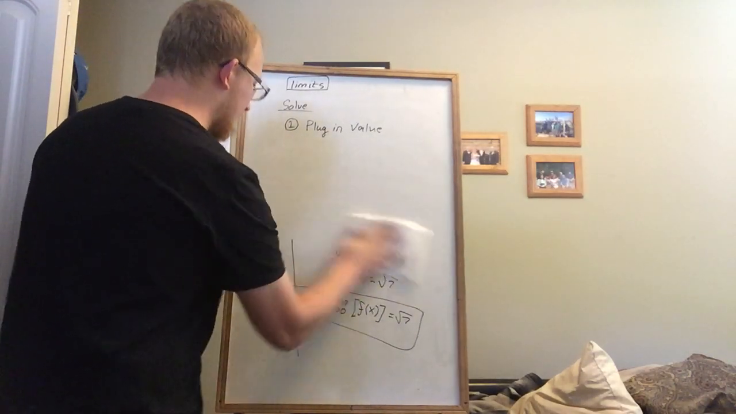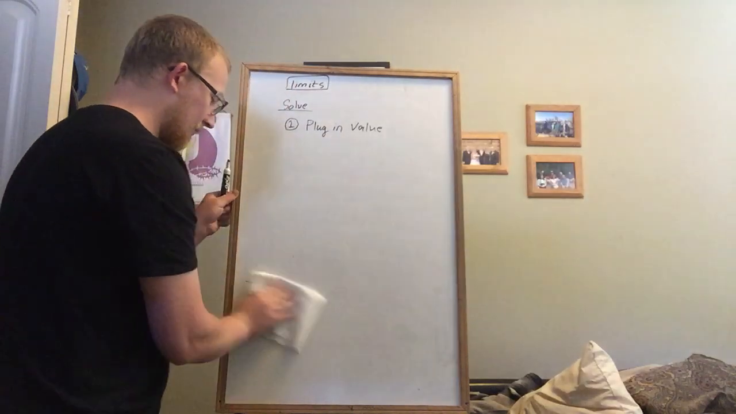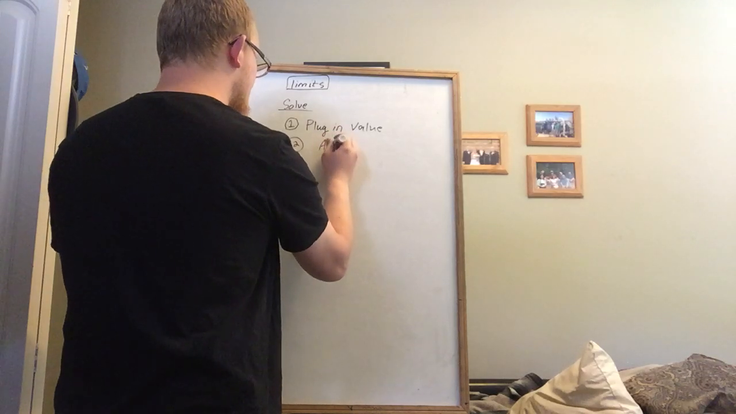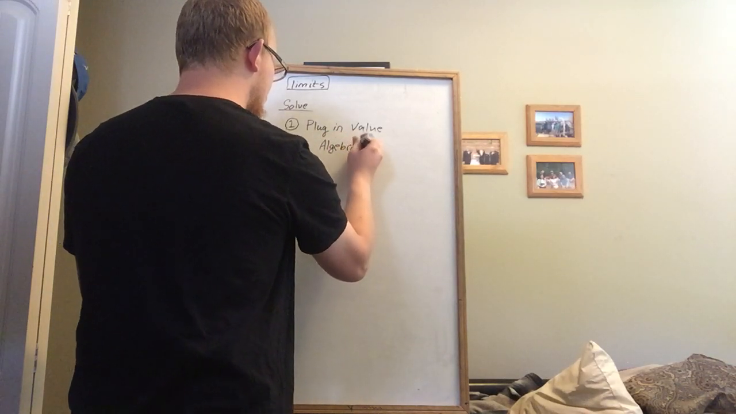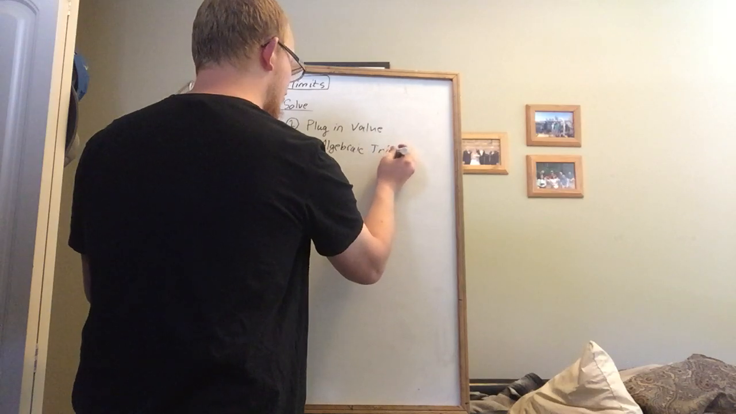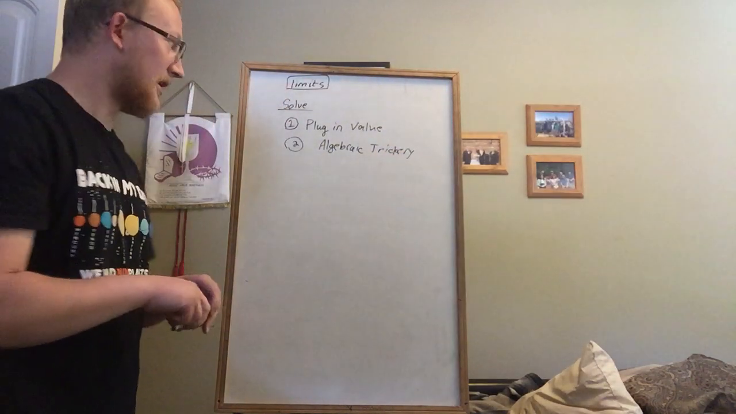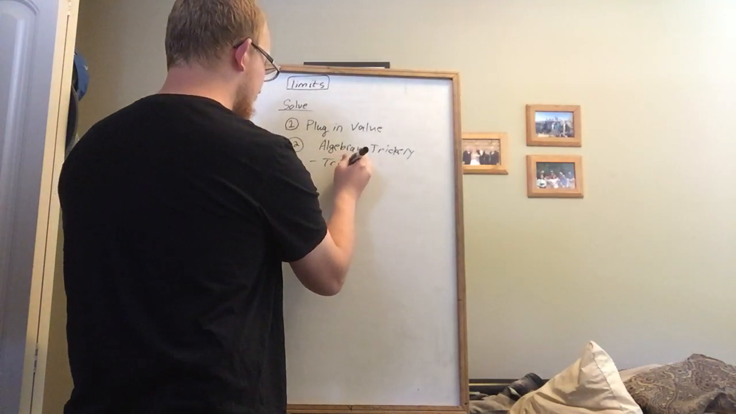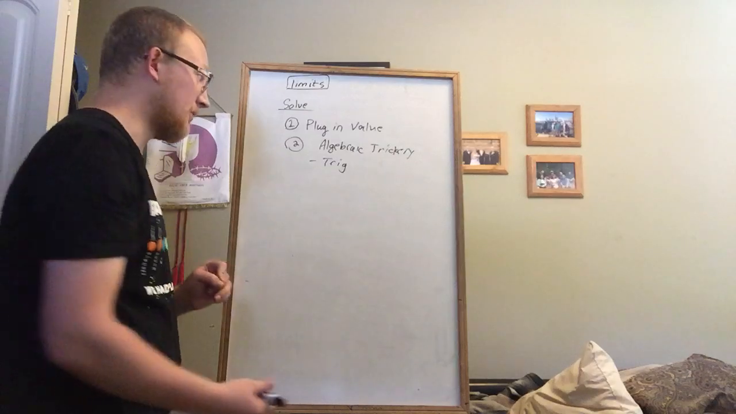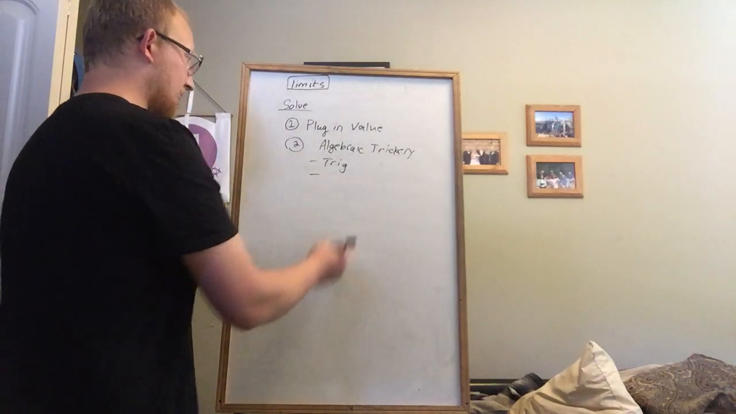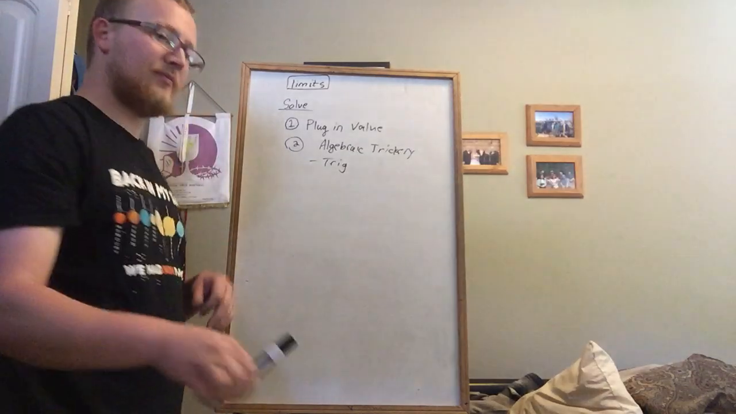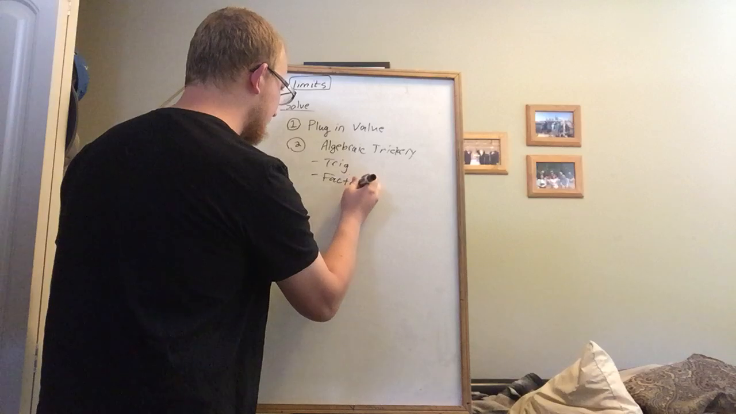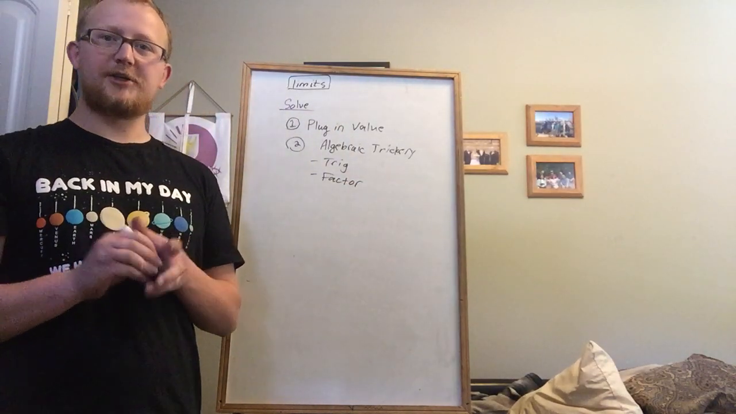But if the plug-in value doesn't work, then you're stuck with step 2, which is algebraic trickery. This can range over a series of topics, whether it's pure algebra. You're going to need to know your trig really well if you don't want to struggle with these problems. Definitely going to need to, especially know how to factor. Factoring is going to be huge here. I know you've done this before, but nothing wrong with brushing up on your factoring skills.